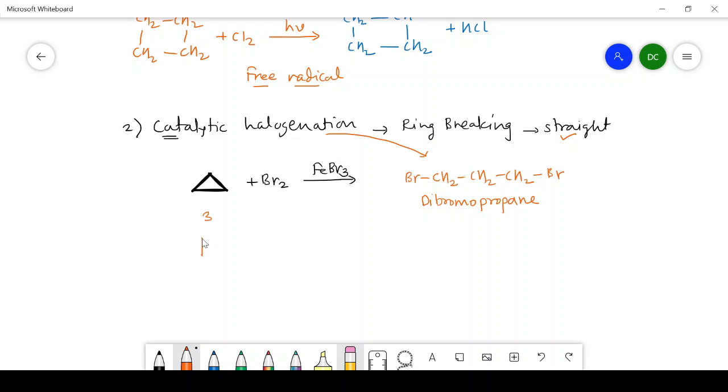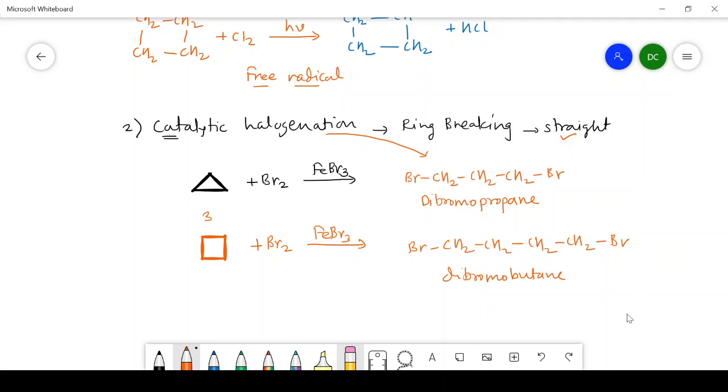Now you can take a different example in which I will write cyclobutane, reaction condition here Br2, FeBr3. You just have to write the number of carbons present in the cycloalkane in a straight chain and put a halogen at the terminal carbon. So we get a dibromobutane. It is a simple one. Just break the ring, make it straight, and put the halogen at the terminal carbons.